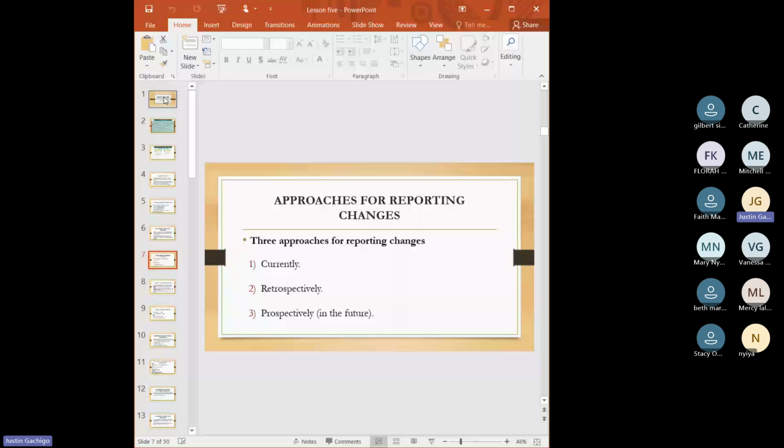Like now, which period are we in? We are in period 6 of year 2025. So if there happens to be a change, you can change it in any of these periods for the year 2025. That's what we call current. Retrospective is backward. So you have to open 2024 and make some changes in that year.